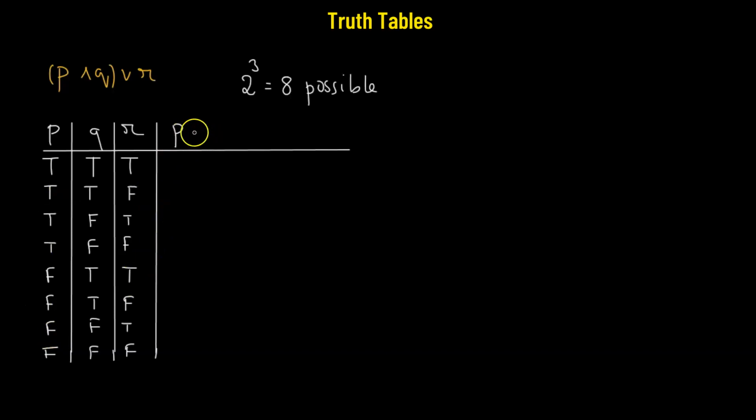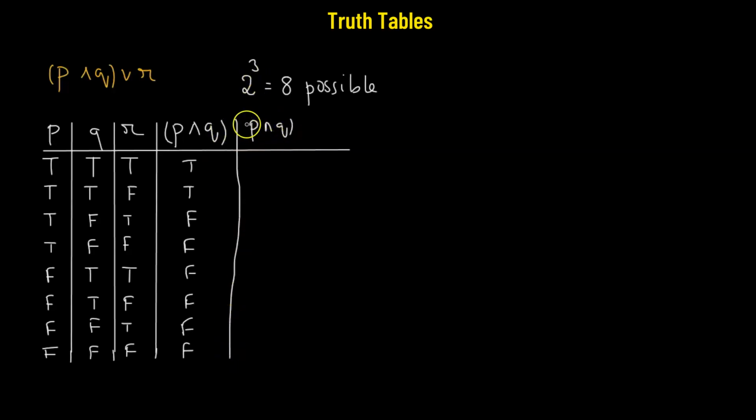Let's begin with P and Q. We have T and T, so this will be true. When both of them are true, only then it's going to be true for a conjunction. The rest will be false. So this is true, false, false, false, false, false, false, false. Now we'll take this conjunction and OR it with R. In that case, when at least one of them is true, it is going to give us a truth value T. So this is T, T. We have at least one truth value in this combination. Both of them are false here. So this is false, true, false, true, false. So this is the truth table.